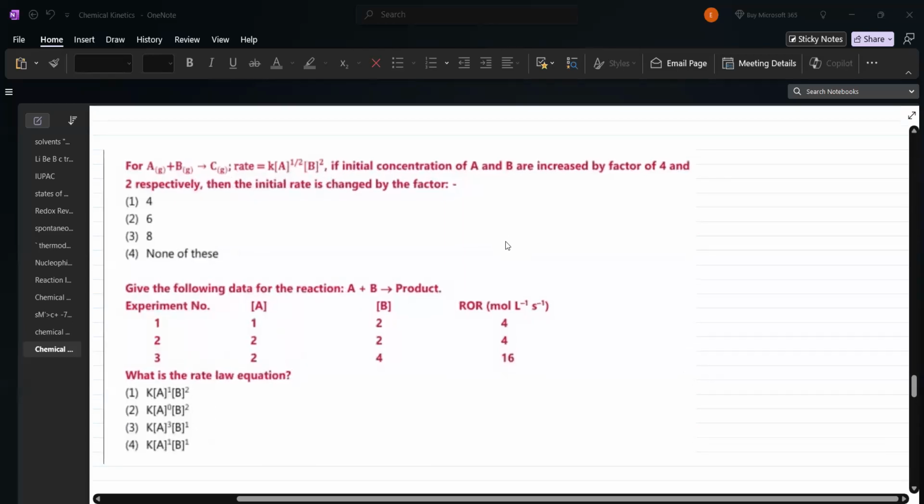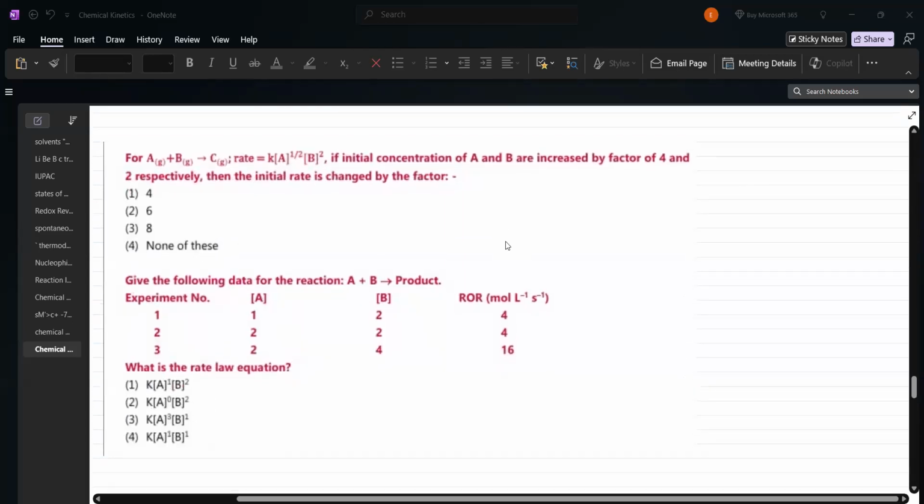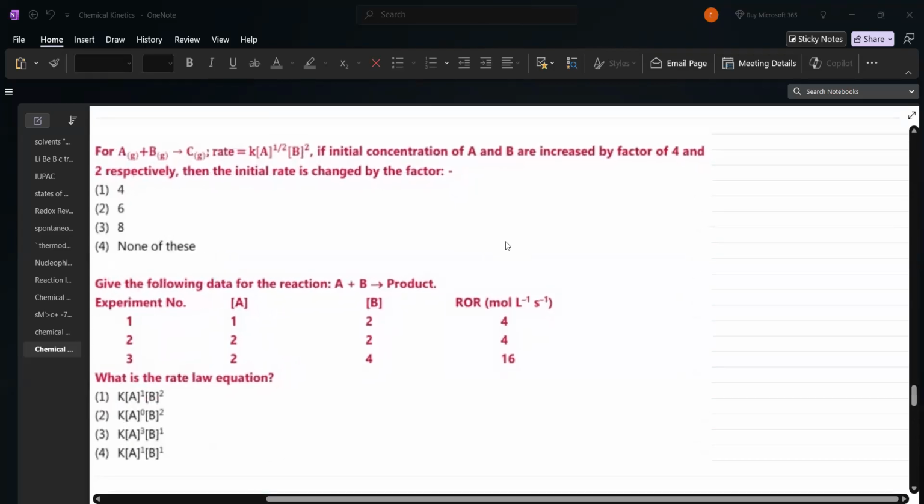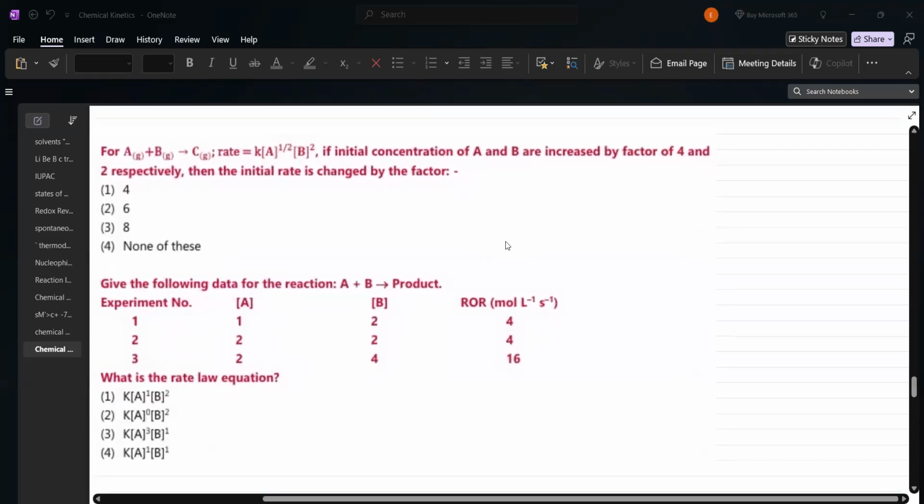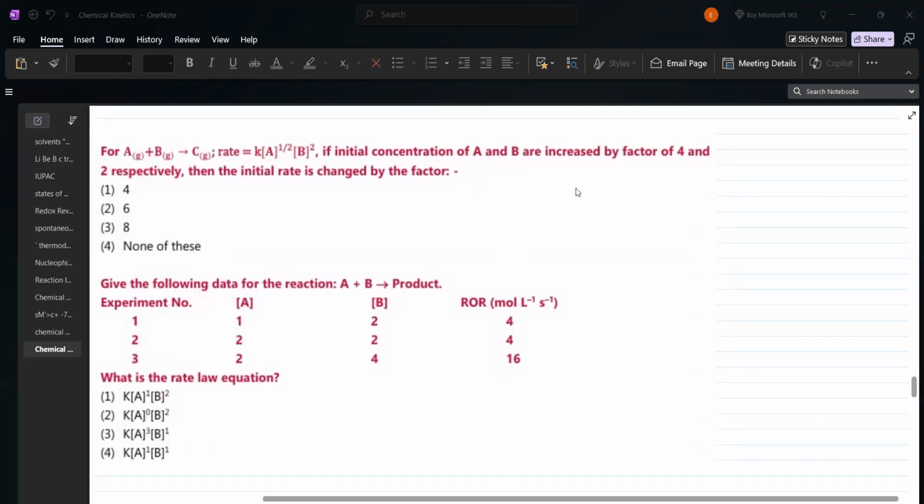Zaina, in the meantime, you just take out your solutions. When we solve it, then you can check it from there. Yes, sir.